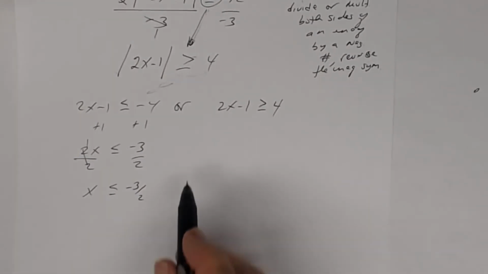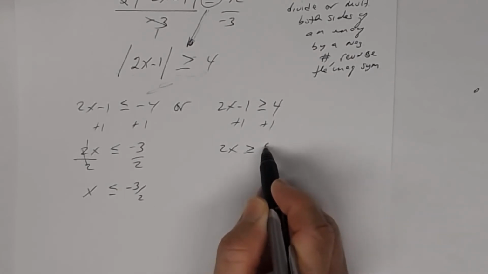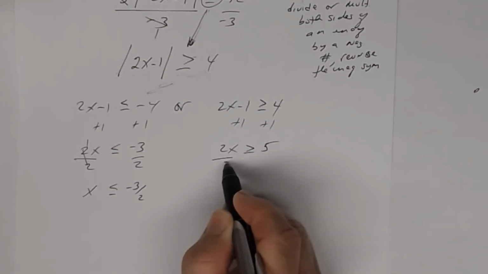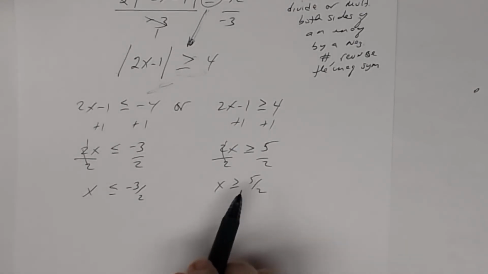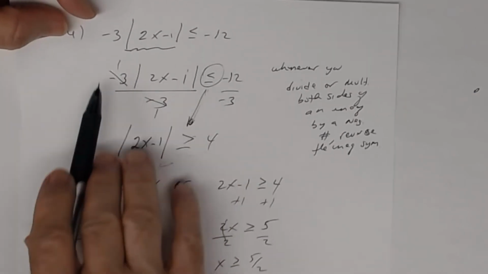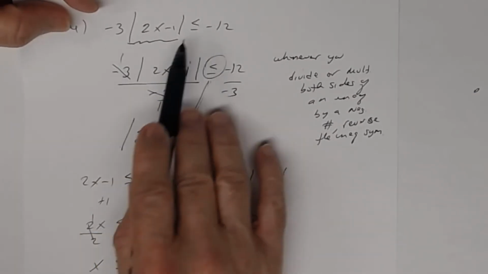Over here, when I add 1 to both sides, I get 2x is greater than or equal to 5. Divide both sides by 2. I get x is greater than or equal to 5 halves. So any number greater than or equal to 5 halves is a solution to this inequality.